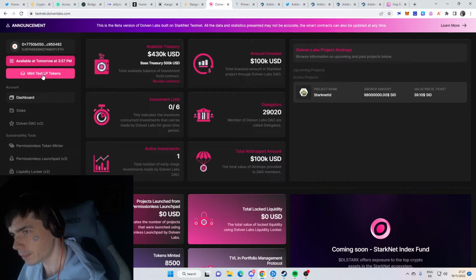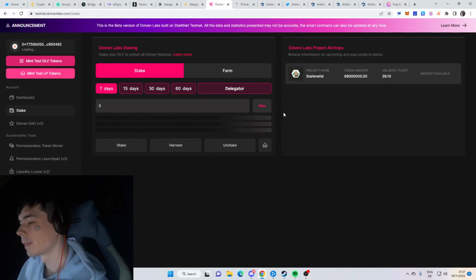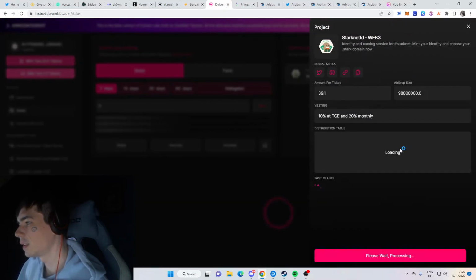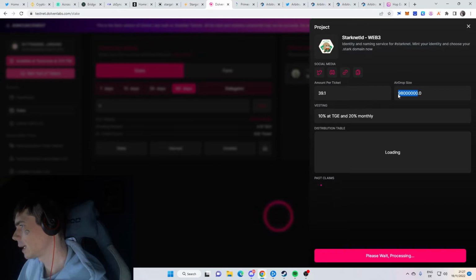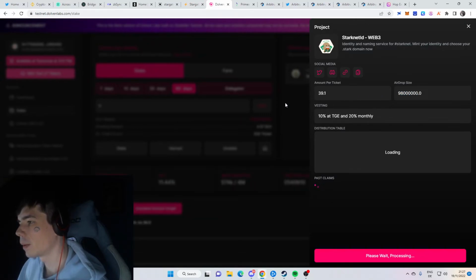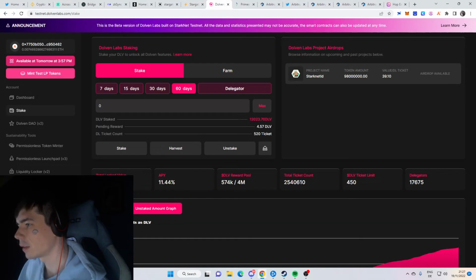And then again, for example, Dolphin Labs, which did already distribute an airdrop, but it's on the testnet, sadly. And here we can actually see how much token we received. And the thing is, we will receive 10% at TGE and 20% monthly. The airdrop size is around 9.8 million tokens, and per ticket that you would have, and the tickets are shown over here, 520, you would receive around 39 tokens.